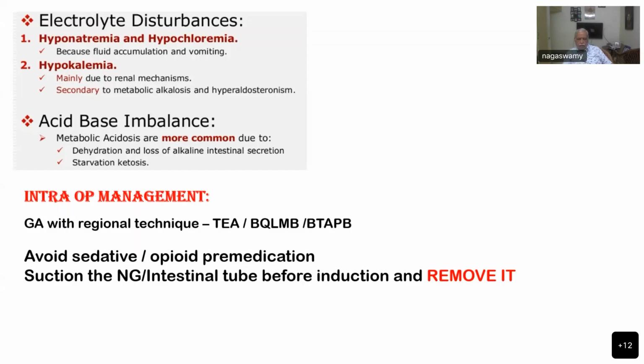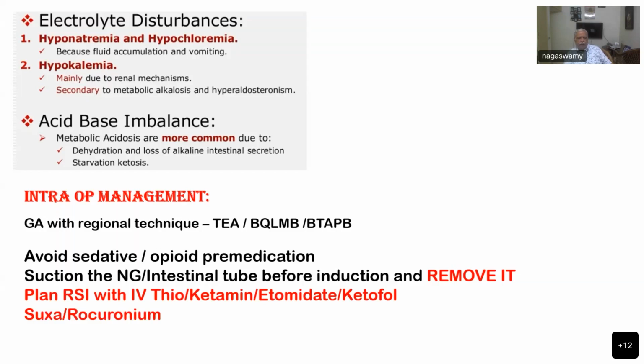contract. And after induction of anesthesia and relaxation, this is a skeletal voluntary muscle, so this will also get relaxed. So they will facilitate more regurgitation. So you must always remove the NG tube or NJ tube in any patient when you induce anesthesia, not only in intestinal obstruction. And plan with RSI, it can be used thiopentone, ketamine, etomidate or ketofol, succinylcholine and rocuronium, and position 20-degree head down tilt, supine, or other option is lateral position also.